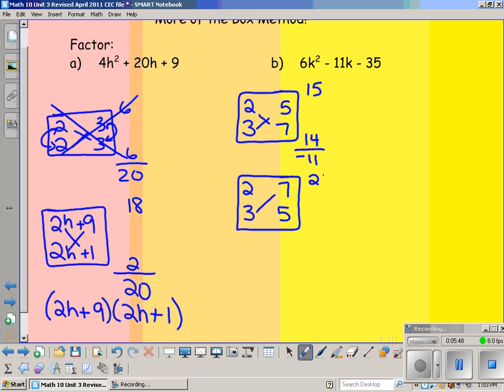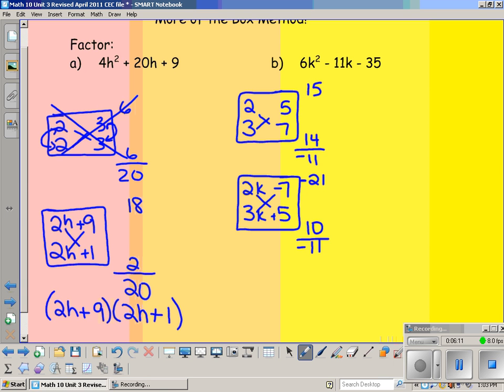3 times 7 is 21. 2 times 5 is 10. We need negative 11. That will work, making the 21 negative. Because the 21 is negative, you go on the diagonal that you multiplied, and you make the second number negative. The 5 stays positive, and we are dealing with k's.